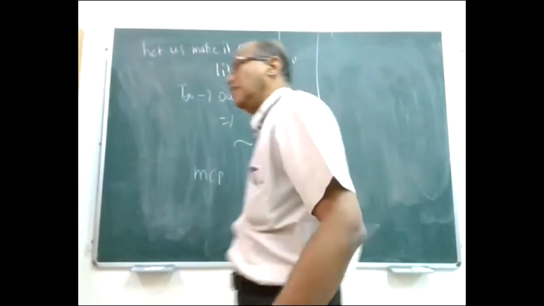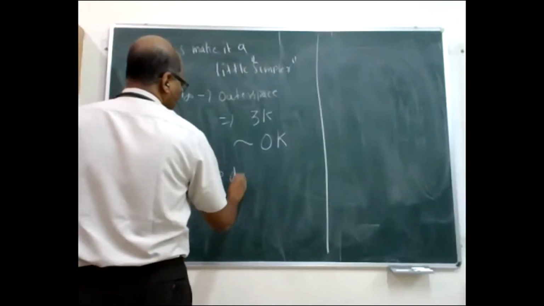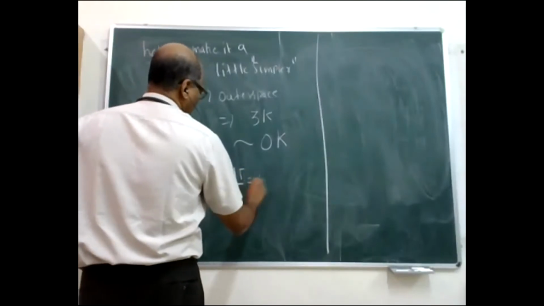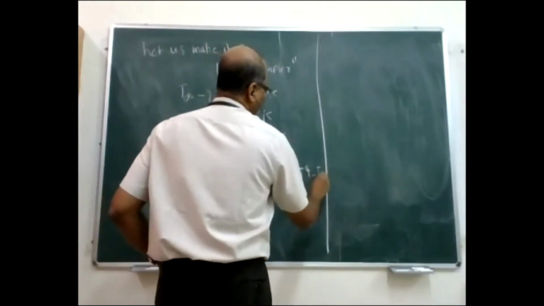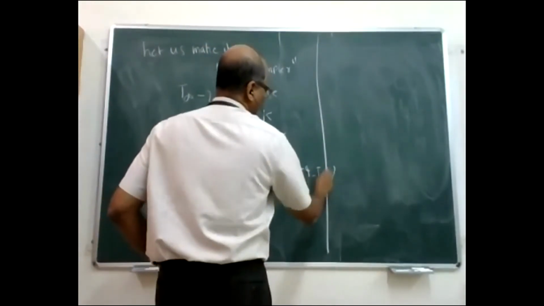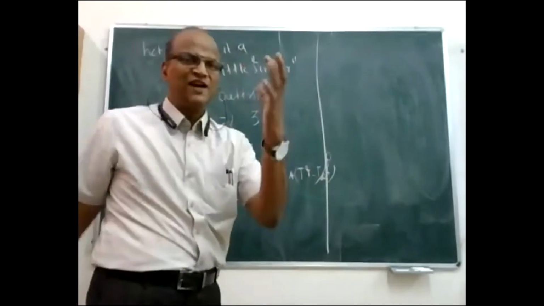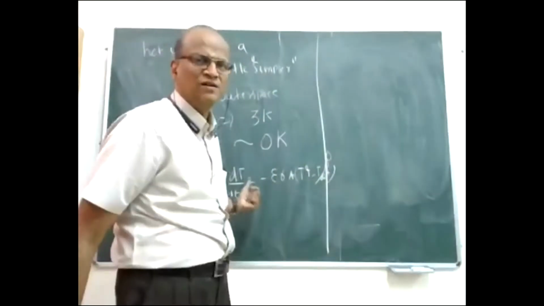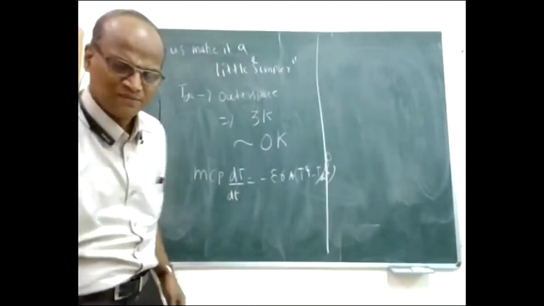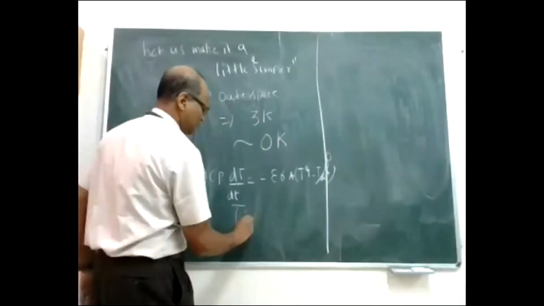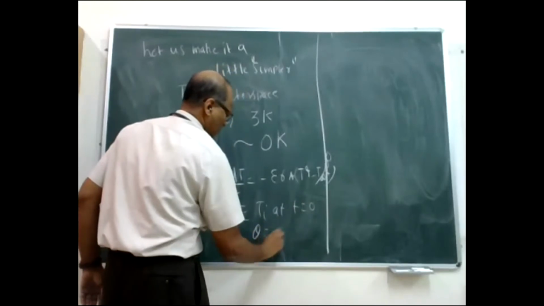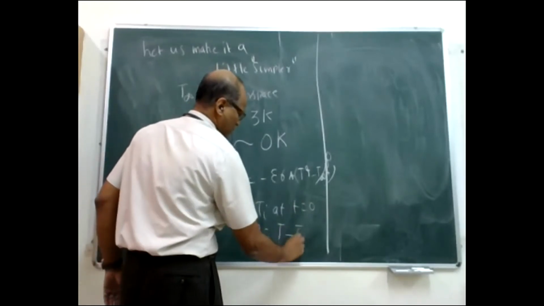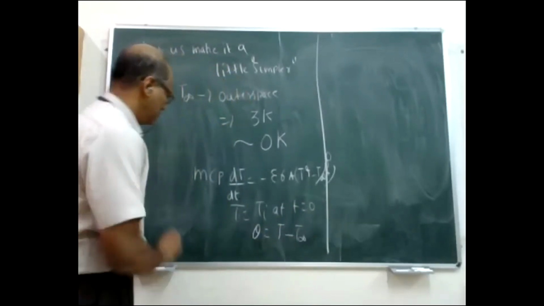Okay. All right. Okay. MCp dT/dt equals minus epsilon sigma, T to the power of 4 minus T infinity to the power of 4. This is 0. Class, please take 5 minutes and crack it and get the solution. Crack this problem. Yeah, solve this problem. Solve.